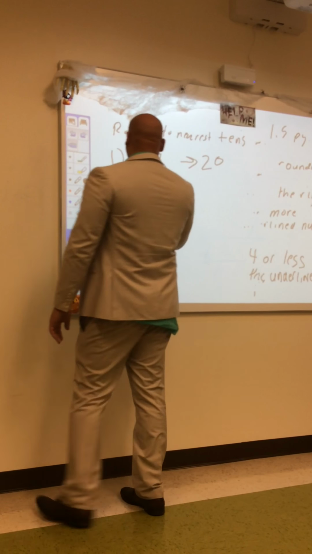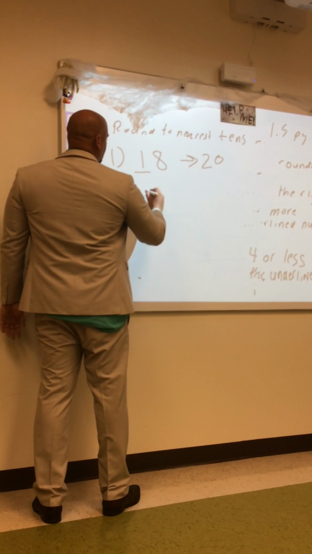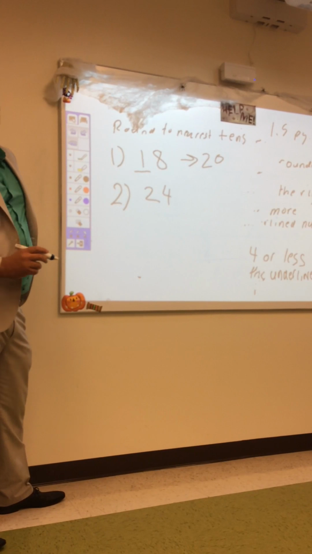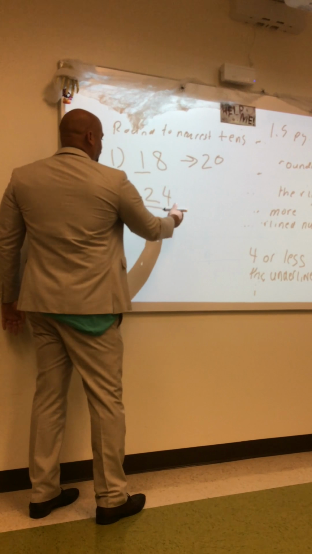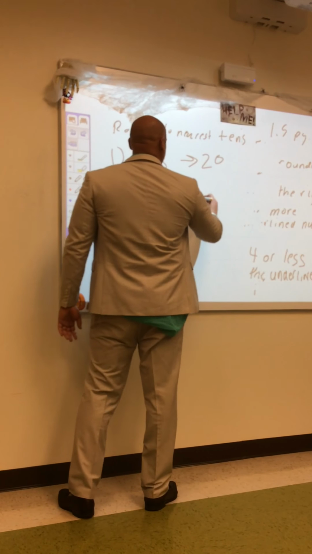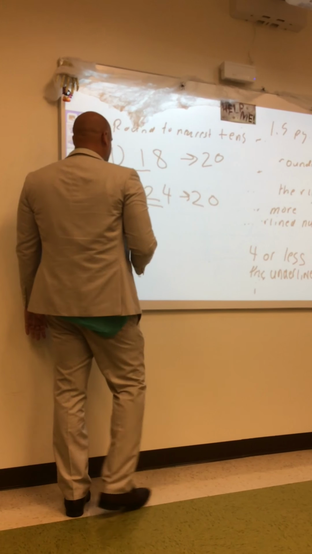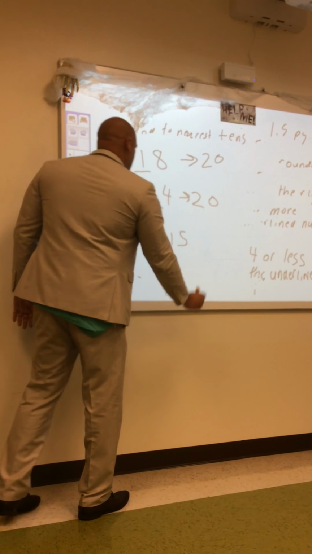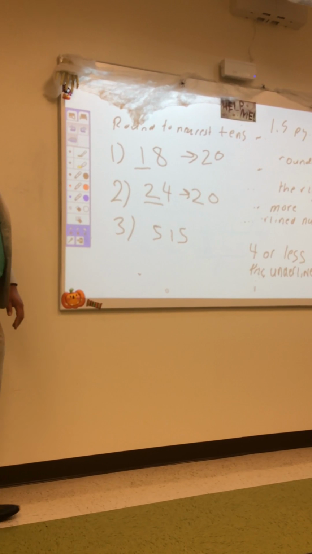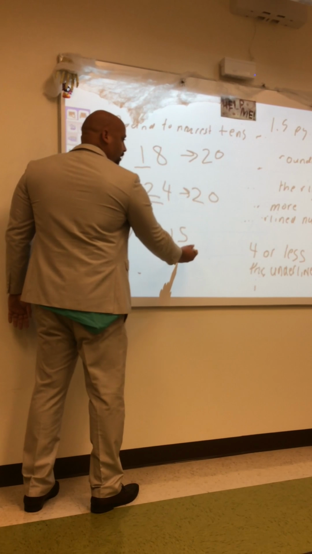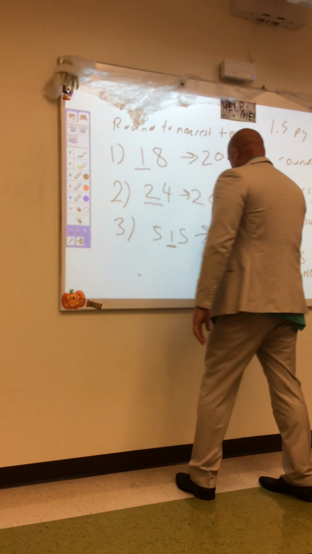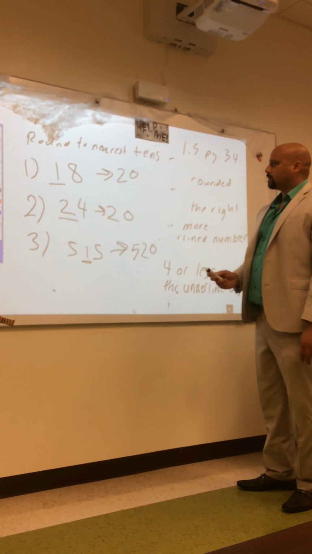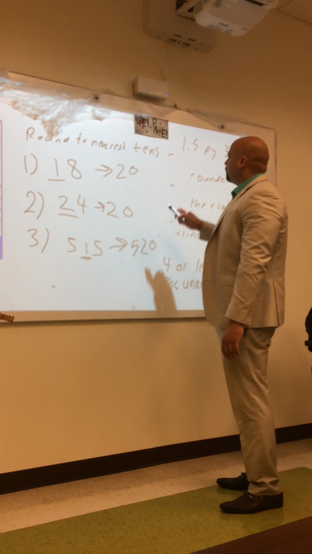How about another one? Let's say tens place again, 24. Which is the tens place? The 2. We underline it. Is that 5 or more? No. So we just keep the 2 and make it 0. 20. Let's try another one, 15. Where's the tens place in this number? The 1. We underline the 1. Is that 5 or more? Yes. And now it becomes a what? 2. So you now have 20. Is that clear?